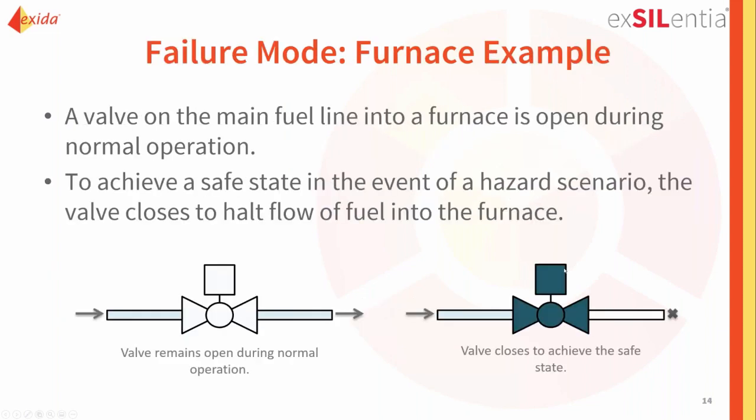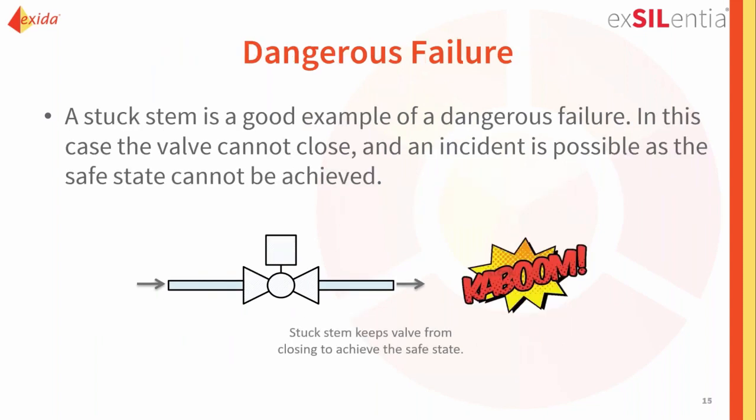So what does that look like? Well, assume normal operation. I have a furnace, fuel is flowing through the pipe, and if everything is happy, I want to open up my valve and have just fuel going through it. If for whatever reason I decide that I need to stop the process, I want to close my valve. Very straightforward. If for whatever reason, for example, the valve stem is stuck, the valve remains open and I'm not able to achieve the safe state, that will be a dangerous failure.